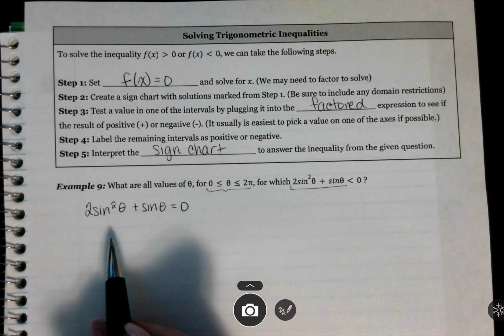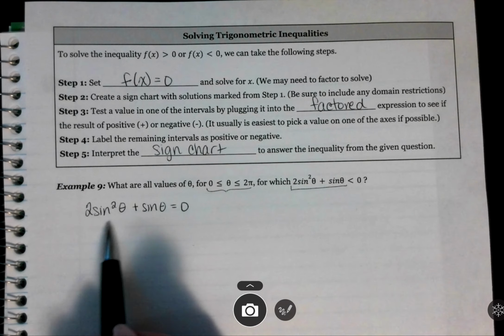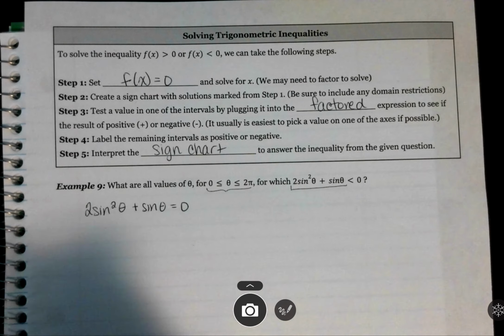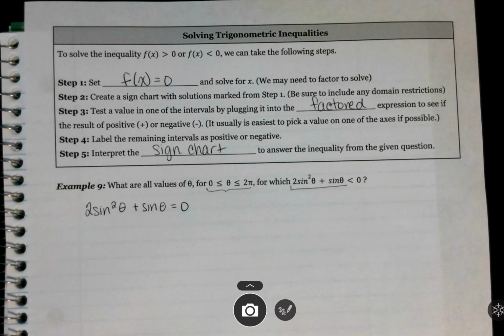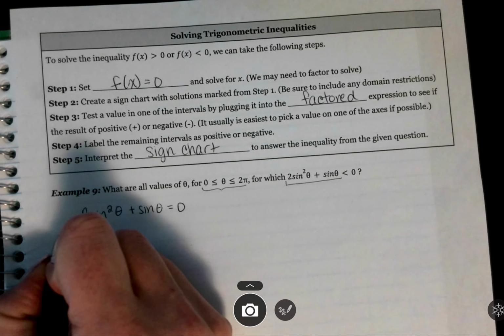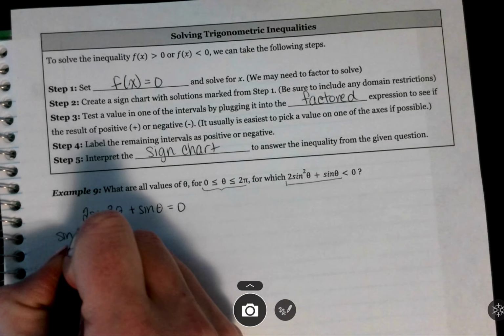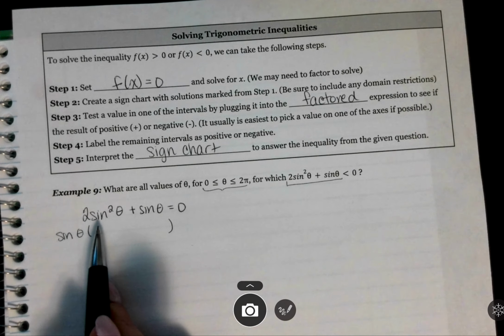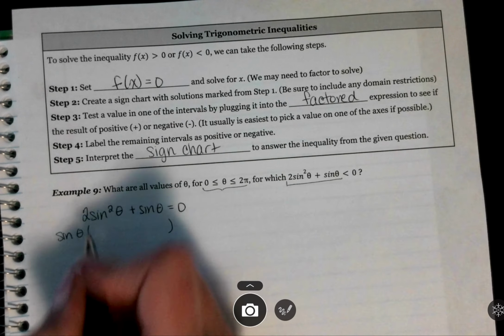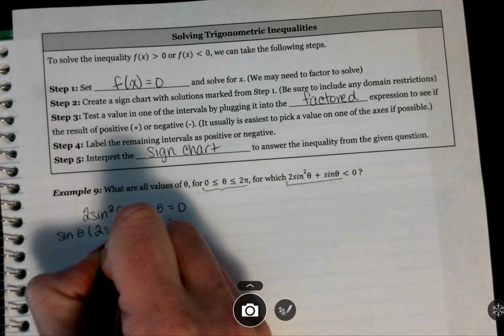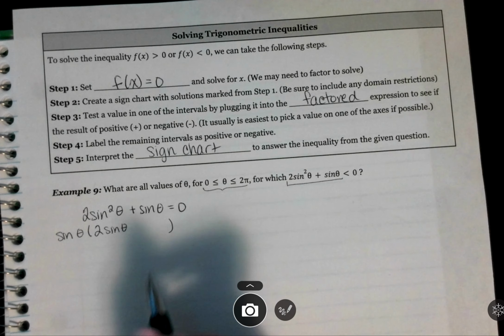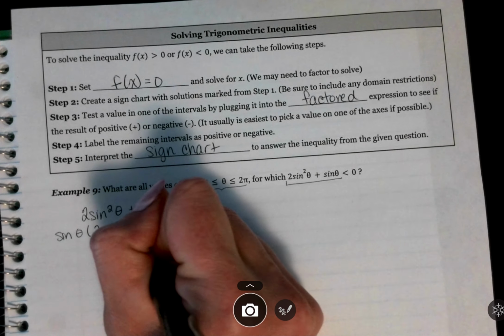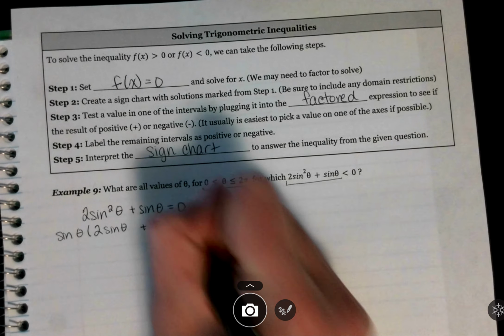Now looking at this, I do notice that I have sine squared in my first term and sine in my second term. So they do have that in common. So I want to think of sine of theta as my GCF. So I'm going to factor out sine of theta from both terms. If I had 2 sine squared and I take out sine of theta, I'm left with 2 sine of theta. I had sine of theta, take out sine of theta, I'm left with plus 1. And that's still equal to 0.